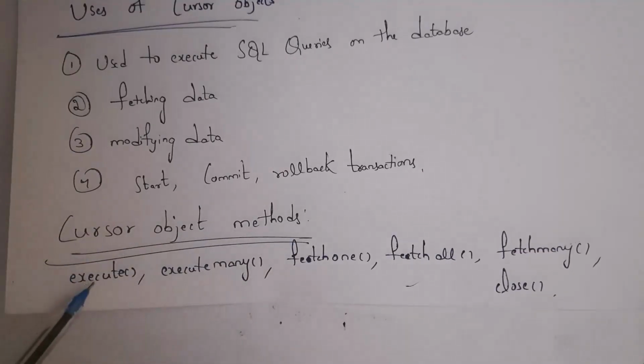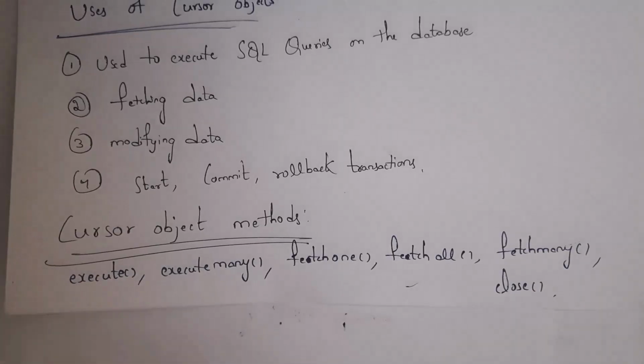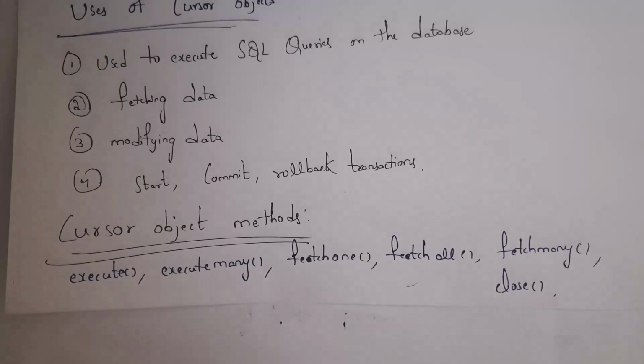By using the execute method and executemany method, we can execute queries. Whatever data is present in the database, if you want to see the data in the Python terminal, you can use fetchone, fetchall and fetchmany methods. Whereas the fetchone method will display only the first row, and the fetchall and fetchmany methods will display all rows in my database. And by using the close method, we can close the cursor and we can close the database. These are various cursor object methods.